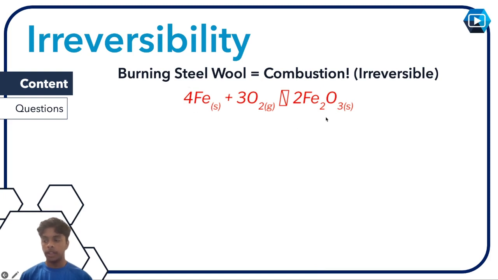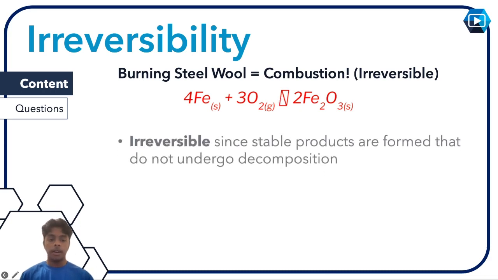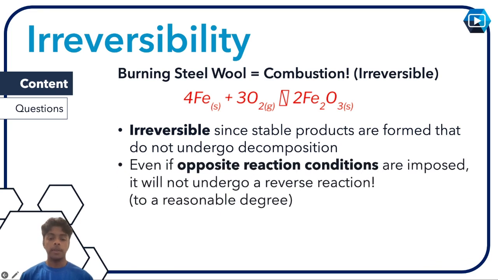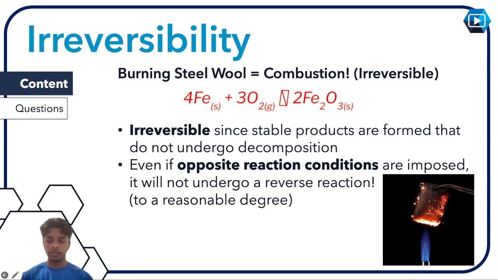I would recommend remembering this formula. The previous formula, burning magnesium, is relatively intuitive, so I wouldn't spend too much time on remembering that one. But this one is not as intuitive as the previous example, so I would recommend remembering this formula. But just like before, it's irreversible since stable products are formed that do not undergo decomposition. And even if opposite reaction conditions are imposed, it will not undergo a reverse reaction. So that is a short image of what this example might look like.